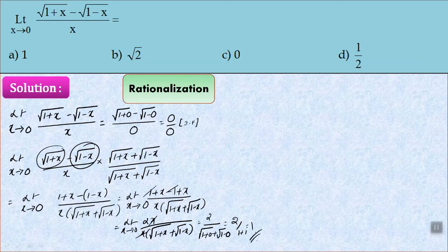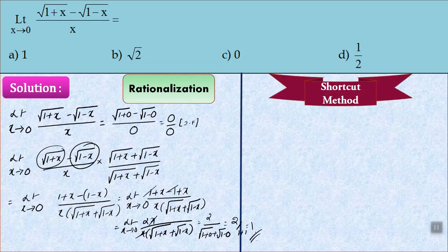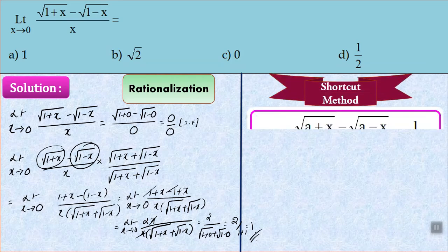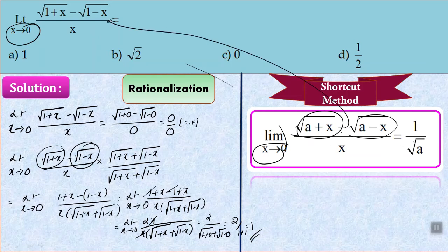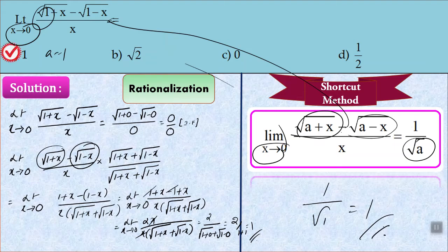Dear students, apply the shortcut method for this problem. We get the answer within seconds. That is limit x tends to 0, root of a plus x minus root of a minus x by x is equal to 1 by root a. That is here a is equal to 1. Therefore, the answer is 1 by root 1. That equals to 1. Therefore, the answer is option A.